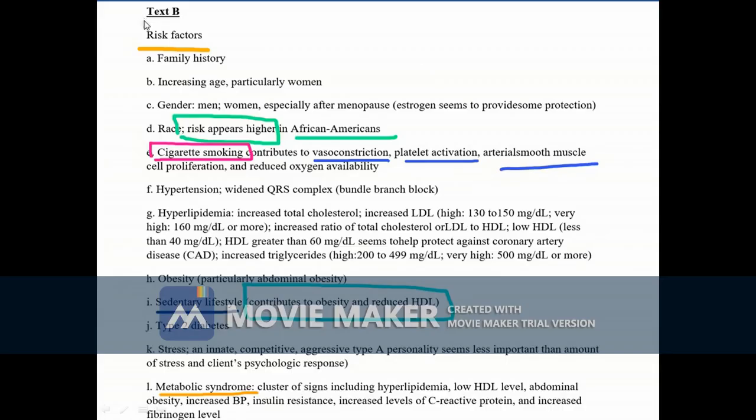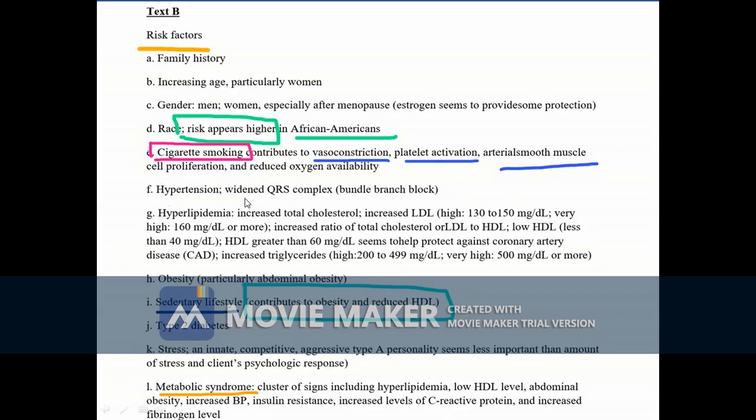So this is text B. In this text, risk factors are mentioned: family history, increased age, gender, men, women especially after menopause, and race. Risk appears higher in African Americans. Yes, this was the question asked: increased risk of angina is observed in dash, African Americans. So this is the answer. Again, cigarette smoking contributes to vasoconstriction and platelet activation. Yes, in a question they asked that dash leads to vasoconstriction and platelet activation. So the answer of that question would be cigarette smoking.